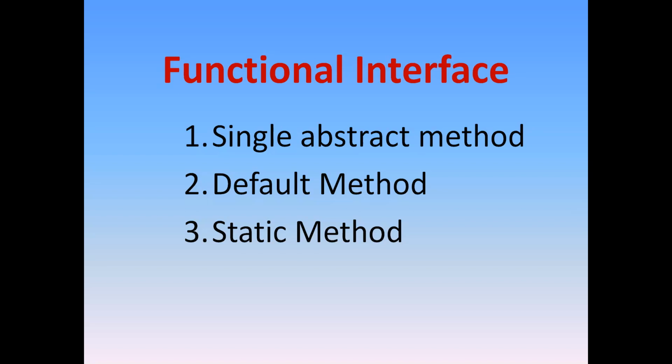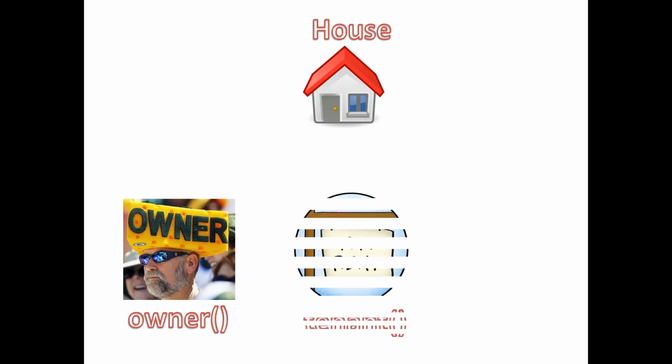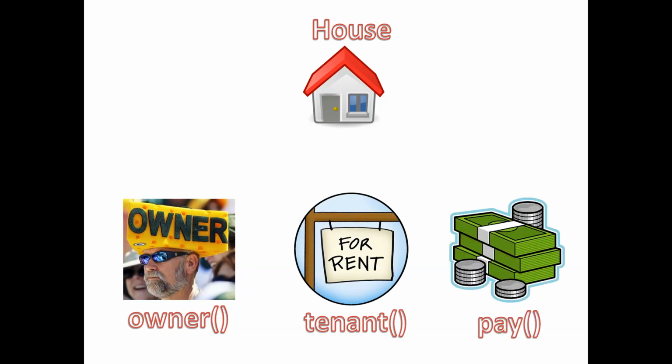Okay, I'm going to show you a simple real-time example of how it looks. For example, let's take a house. House is a class in our scenario, and I have an owner method. The first method is owner, the second method is tenant, and the third method is payment.